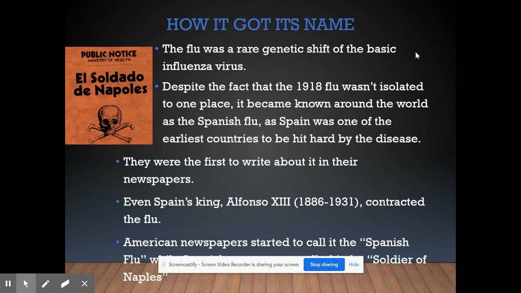The flu was a rare genetic shift of the basic influenza virus. The pig that got infected with the human and bird is that genetic shift. Although the fact that the 1918 flu wasn't isolated to one place.